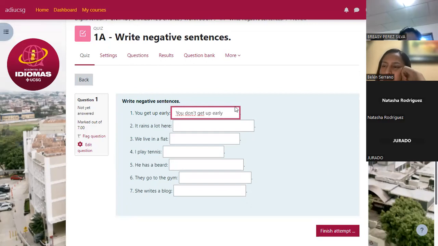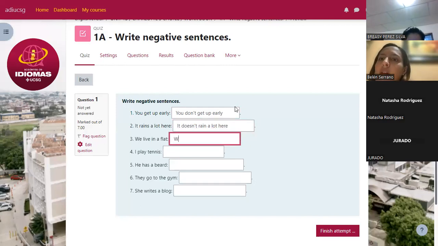Thank you very much. Jairo, can you please read number 2? It rains a lot here, but in negative. Yes. It doesn't rain a lot here. Thank you very much. Belen, can you please read number 3? We don't live in a flat. We don't live in a flat.